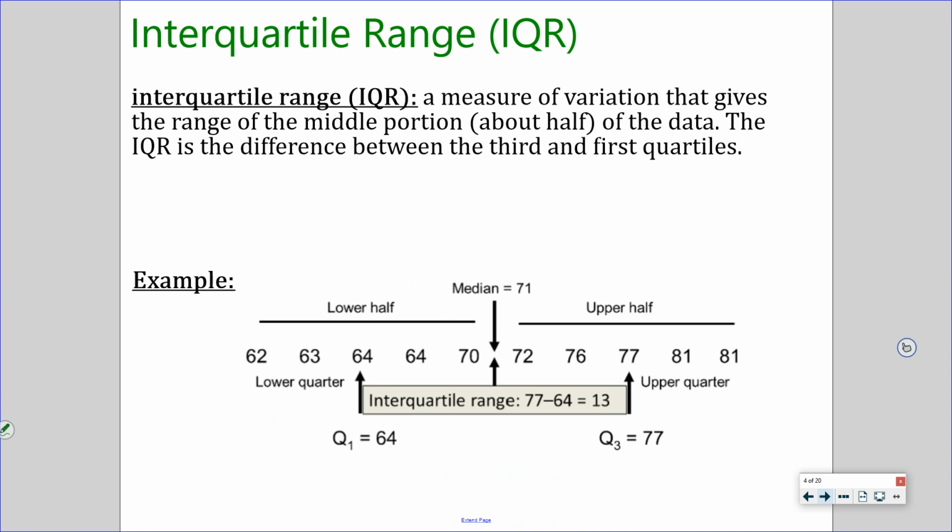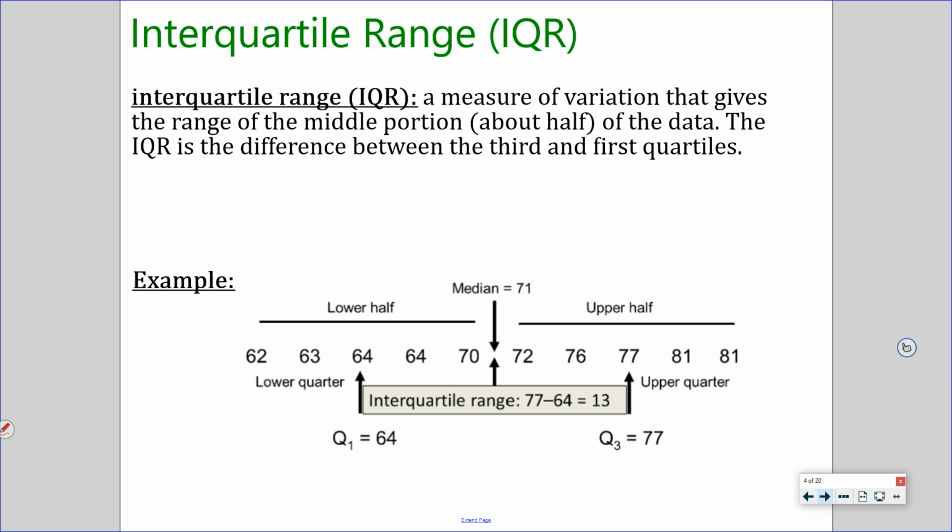Here's another statistic often measured with quartiles, something called the interquartile range. We know how to find the range with a normal set of data. It's our highest minus our lowest, just to give us an idea of how spread out our min is from our max. So the interquartile range is essentially the range of the upper quartile and the lower quartile. Here's the textbook definition: a measure of variation that gives the range of the middle portion of the data. It tells you how far spread out your lower half median is from your upper half median.